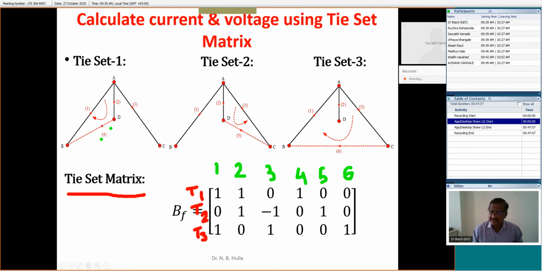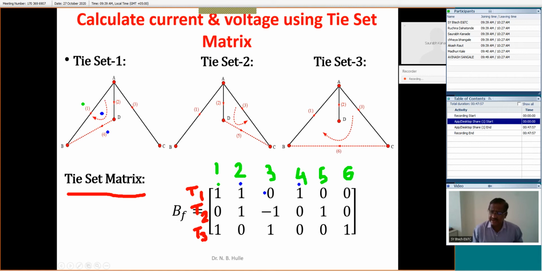I will go with tie set number 1. Tie set number 1 means this loop number 1. In this loop 1, this is one branch, and its direction is the same as the direction of this loop current, or this tie set current. That's why its entry is plus 1. This is right. Similarly, for branch number 2, this direction and this direction are the same. That's why its entry is again plus 1. For branch number 4, again this direction and this direction are the same. That's why its entry is again plus 1.